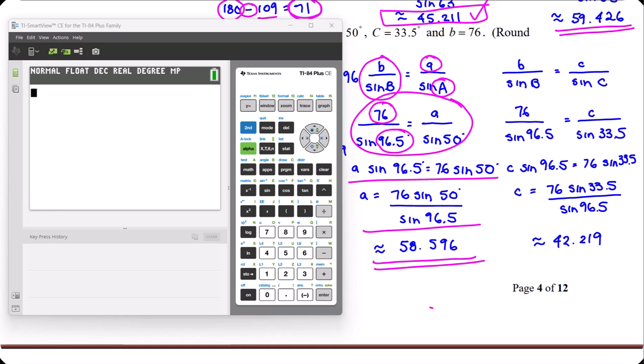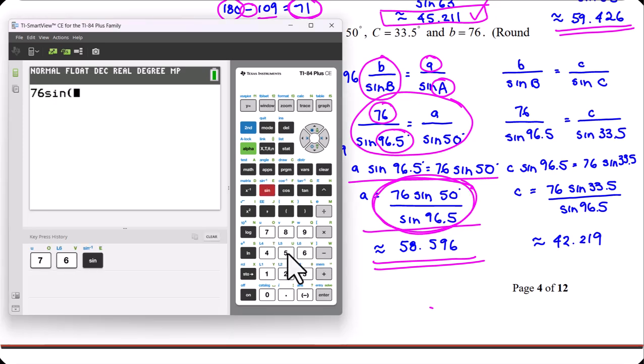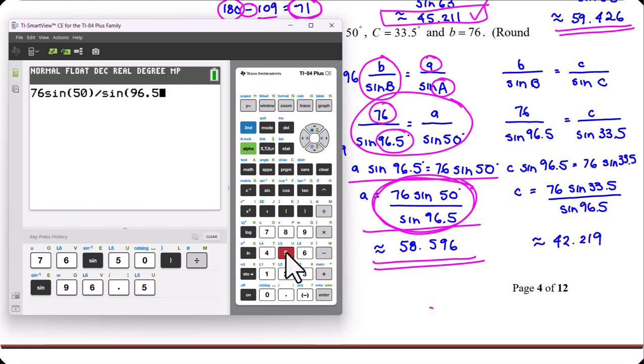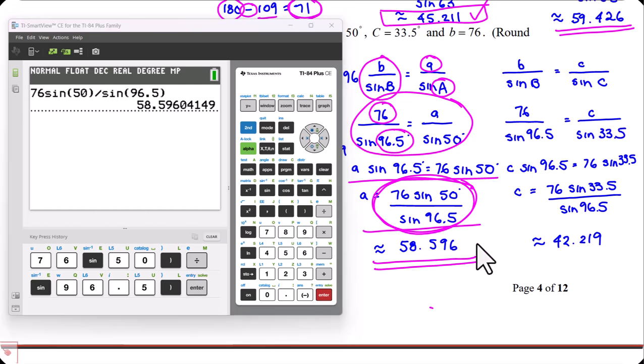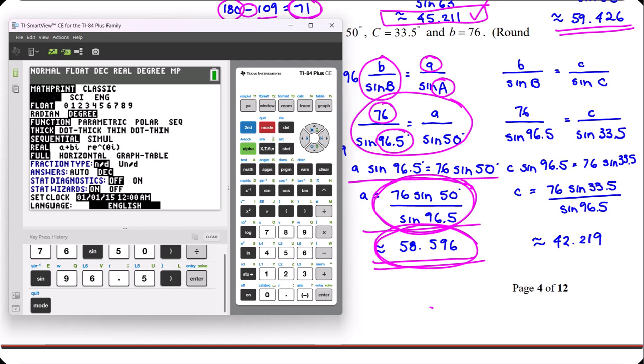Just to practice using our calculator, let me do this calculation. It's 76 sine 50, close the parentheses, and then I can divide that by sine of 96.5, close the parentheses, enter, and there's the 58.596. Don't forget, since we're doing degrees, you better check your mode. So go to mode, and sure enough, down here, we don't have radians selected, we have degrees.